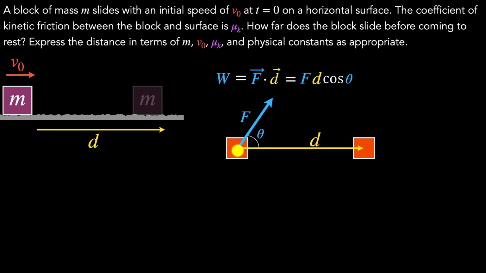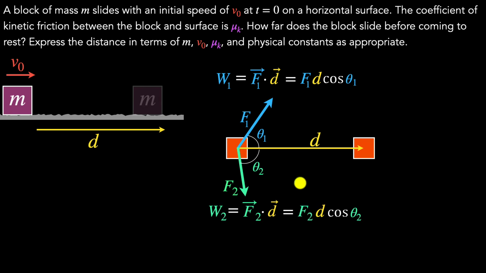But what if there are more than one forces acting on an object? Well, then we can calculate the work done due to individual forces this way. So for example, if this force was F1, then this would be the work done by the force F1. And now let's say there is another force F2 acting on it, making an angle theta 2 with the displacement. Then the work done by that force will be calculated in a similar way.